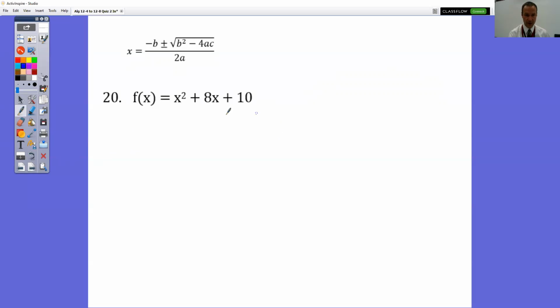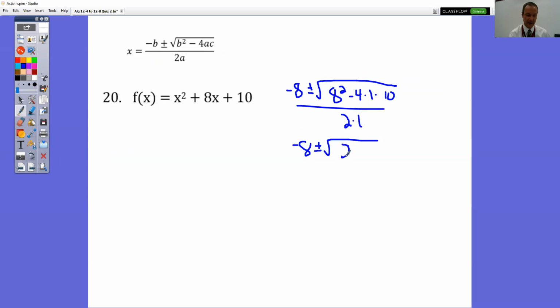I'm just going to do this one for you because we are quickly running out of time. We would have the negative b plus or minus the square root of b squared, which is 8 squared, minus 4 times a times c, all over 2 times a. So we would have -8 plus or minus. When you type that into the calculator, it's the square root of 24 all over 2.